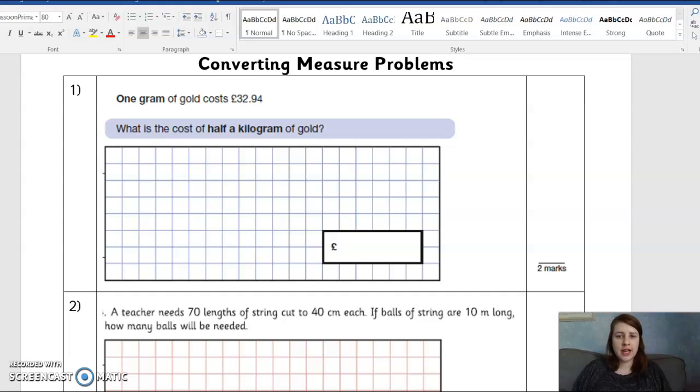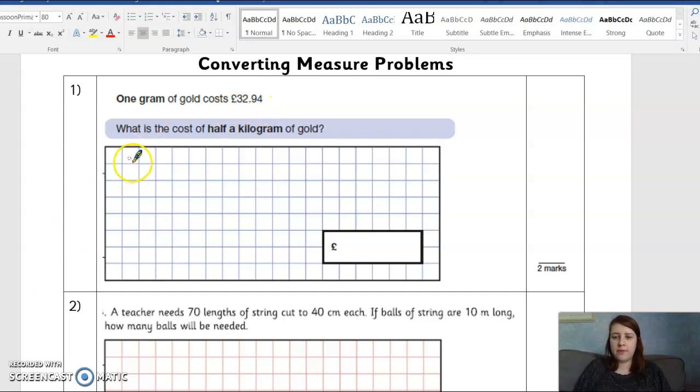So final homework check of the week, and yesterday I asked you to have a look at the converting measure problems, questions 1, 2 and 3. So we're going to go through them now. Unlike the other questions from this week, these will involve a bit more explanation, a bit more working out than just the arithmetic ones. So question number 1, 1 gram of gold costs £32.94.